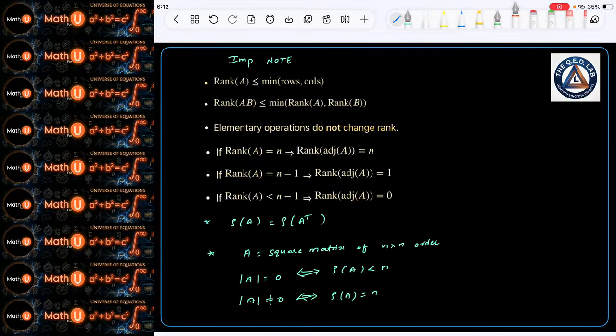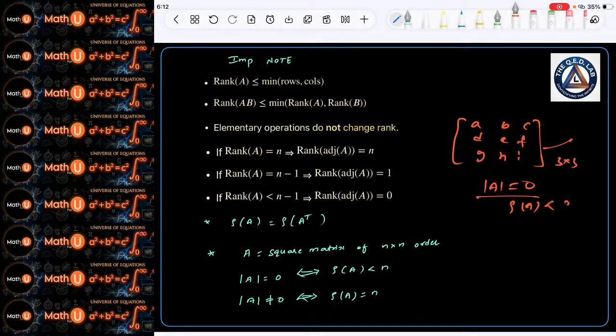See, for example, if I consider a 3 by 3 matrix, and I find the determinant of this, if I get determinant equal to 0, then the rank of this matrix should be less than 3. You should remember. And rank of A is never 0. The rank of the matrix is never 0.